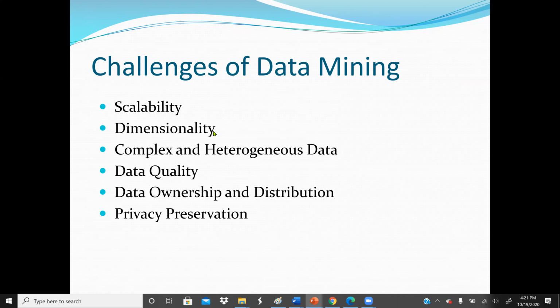Dimensionality, we have something called the curse of dimensionality. When you have a record or a data set with high dimension, the algorithms tend to perform poorly. So we need to reduce the dimension. It's a challenge. Also, sometimes we have very complex or heterogeneous data, which is data with different dimensions and different formatting. We need to follow the right way to prepare this data and improve its quality. Data quality is an issue also. And also data ownership in terms of privacy, security, protections, etc. So these are all challenges of data mining.